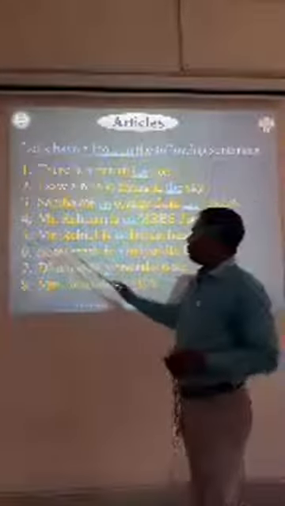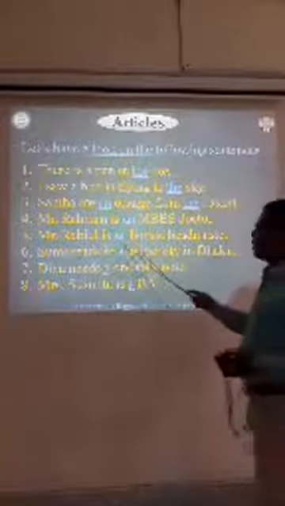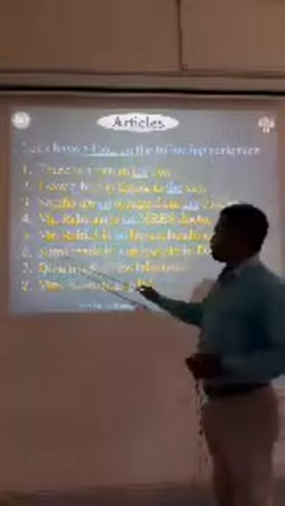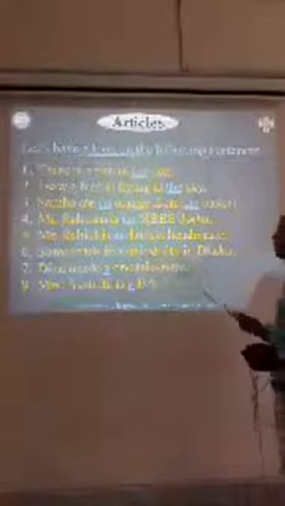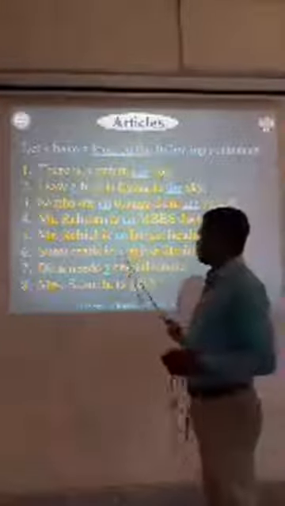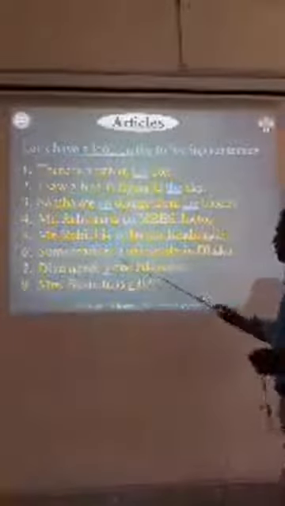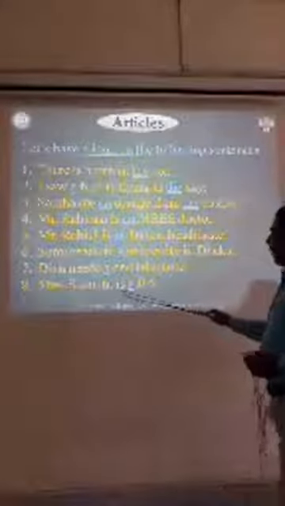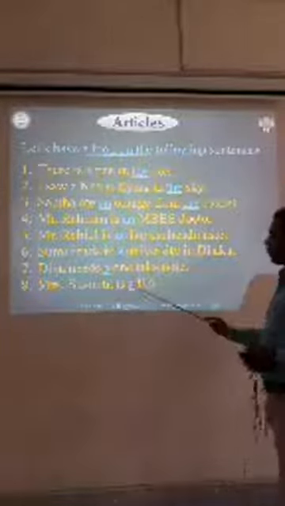Number 5, Mr. Rabiul is an honest headmaster. Shumi reads in a university in Dhaka, there is use of a before university. Number 7, Dina needs a 1 taka note, there is use of a for 1. Number 8, Mrs. Shushmita is a BA, there is a use of a before BA.